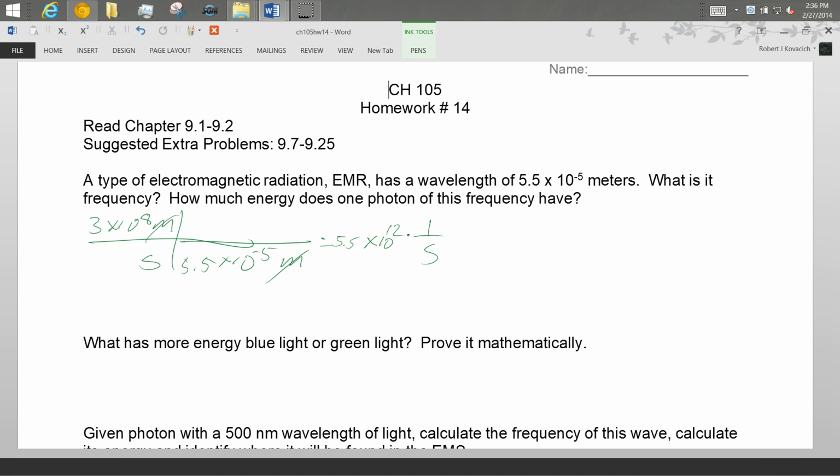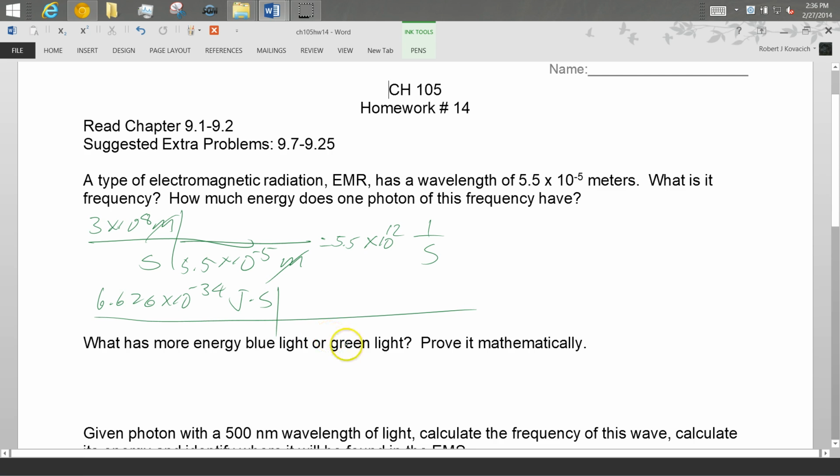How much energy does it have? The unit for the energy is going to be joules. So to get joules as our unit, we're going to use 6.626 times 10 to the negative 34th joules times seconds. I need to get rid of the seconds, so I'll put 3 times 10 to the 8th meters per second, and then the seconds cancel. Then I'll put my 5.5 times 10 to the negative 5th meters down here, and the meter cancels out. So I'm only left with joules.